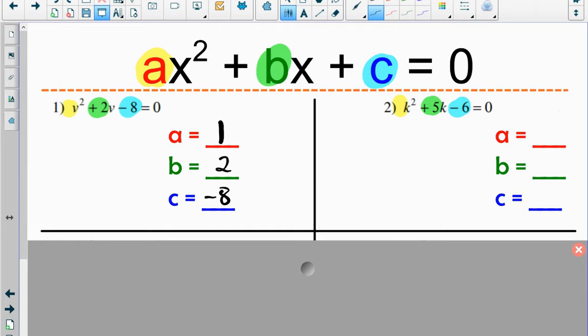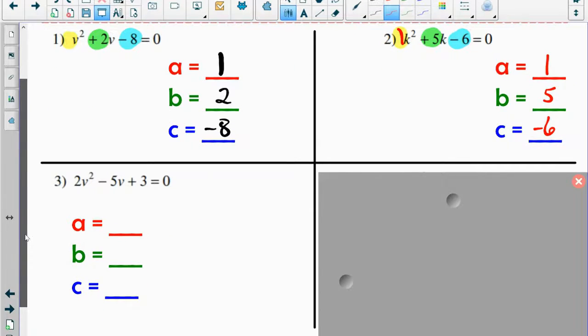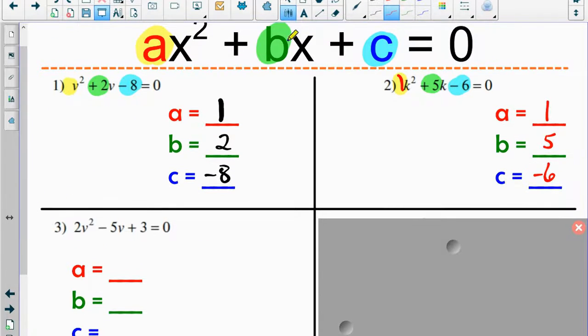All right, so hopefully you got the same thing here, that a is 1 because of the 1k squared, that invisible 1. b is 5 because it was 5k in the middle. And then because our equation ended with minus 6, c is minus 6. Let's take a look at our last couple of examples here on just identifying a, b, and c. All right, in this example, we notice it's still in standard form. It says equals 0 at the end. So a is 2, b is minus 5, and c is plus 3.